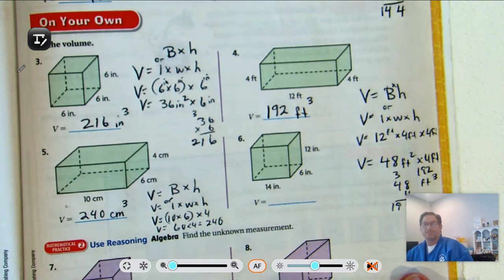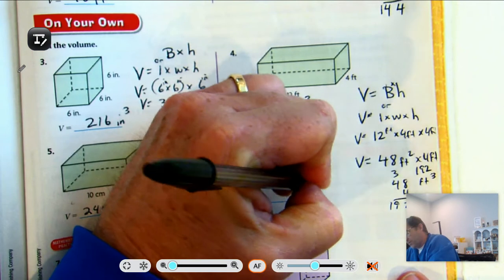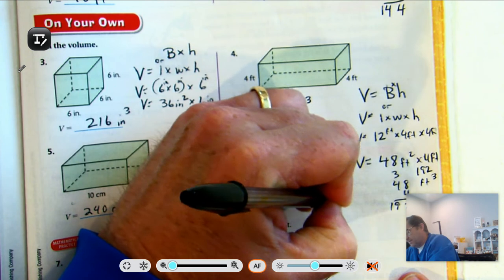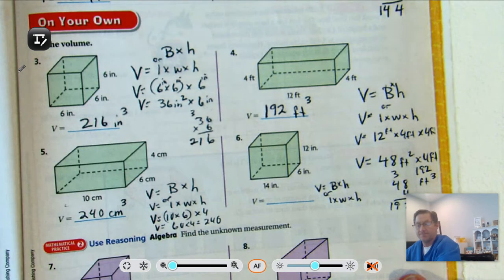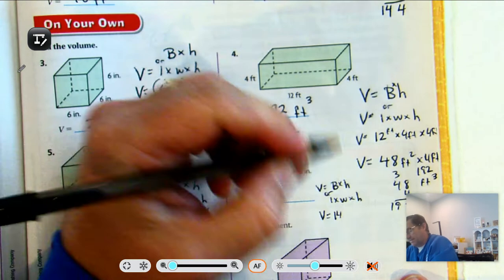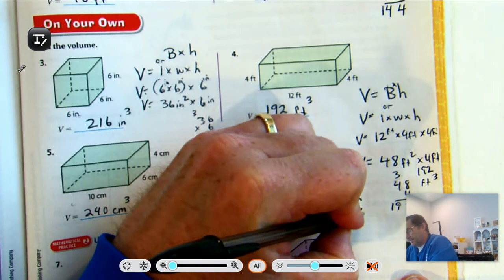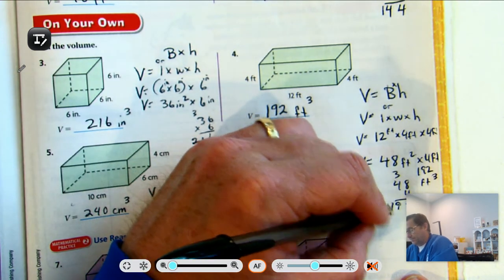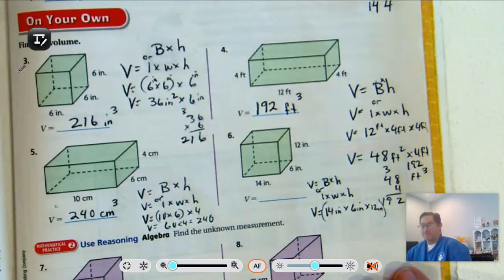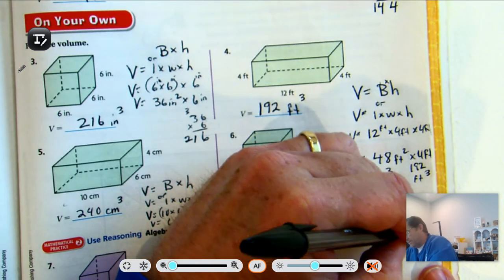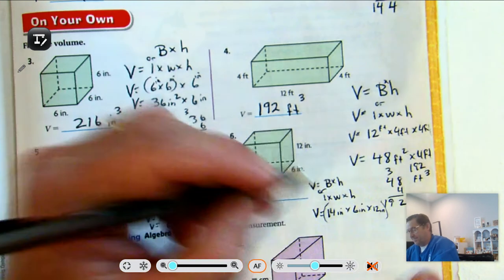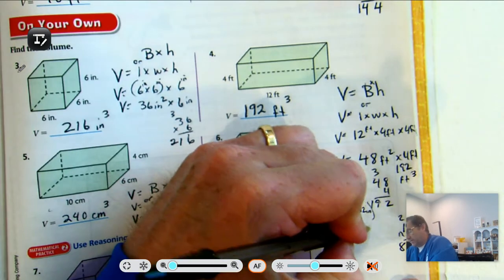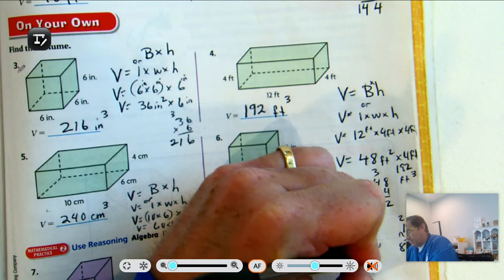Number 6. Volume equals base times the height, which is the same as saying length times width times height. So the volume is 14 inches by 6 inches by 12 inches. 14 times 6 times 12. So 14 times 6 is 84. So the base is 84 inches squared, and its height is 12 inches. So 84 times 12.